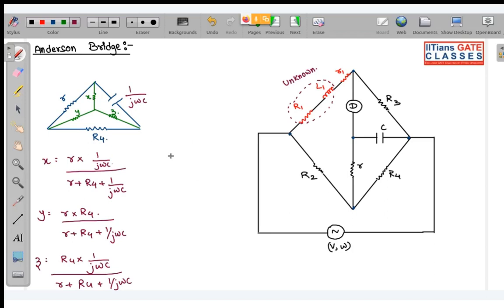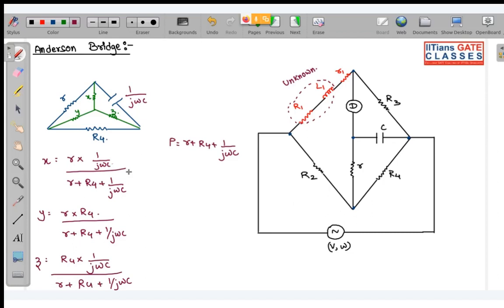Now let me assume what? Let P is equal to R plus R4 plus 1 by j omega C. Okay. So I have assumed that this P is equal to what? R plus R4 plus 1 by j omega C. So X I can write it as what? X I can rewrite it once again. Okay. So we have this much. Up to this point, any doubt?